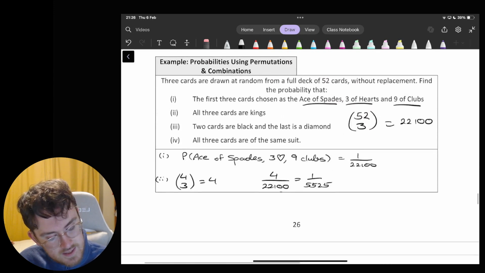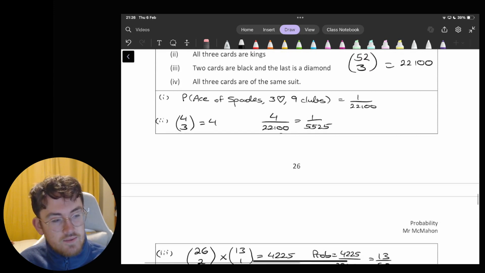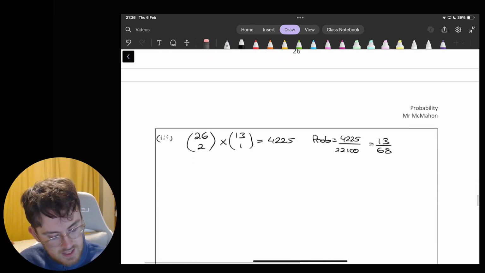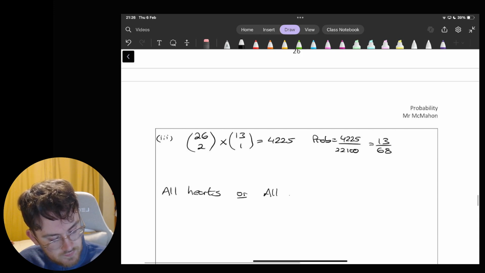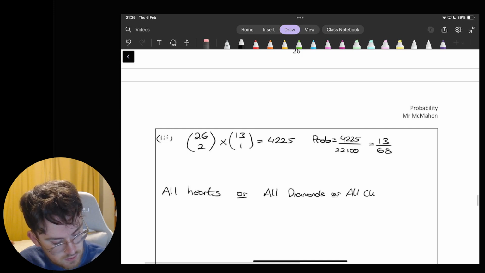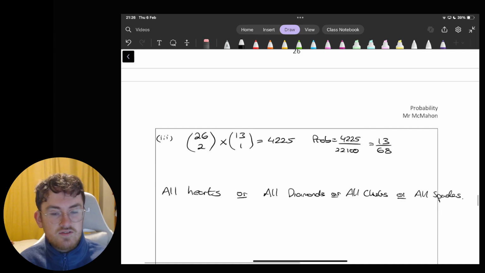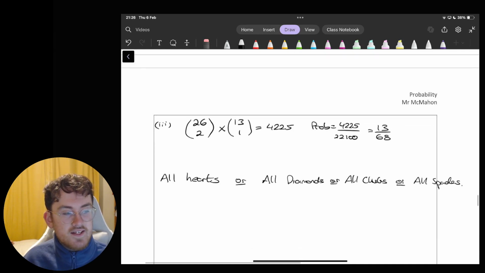Okay, and lastly, all 3 cards are of the same suit. The different ways that could happen would be that they're all hearts, or all diamonds, or you can guess for yourself, all clubs, or all spades. So those are my 4 different setups here that I need to consider. We'll find the probability for each of these.